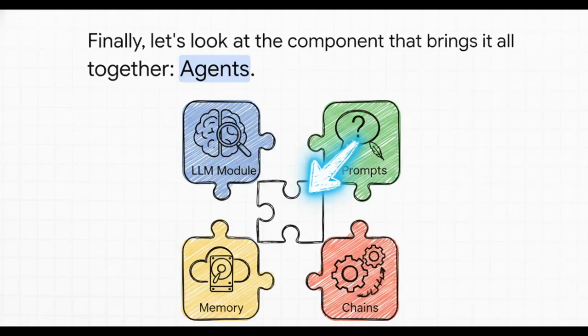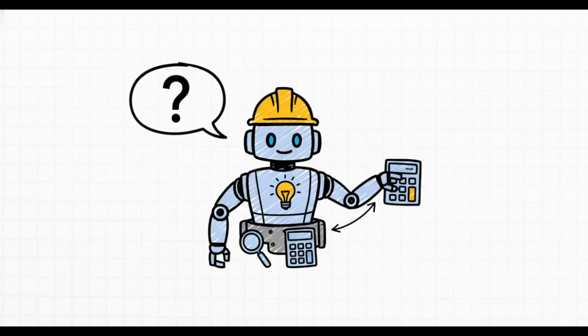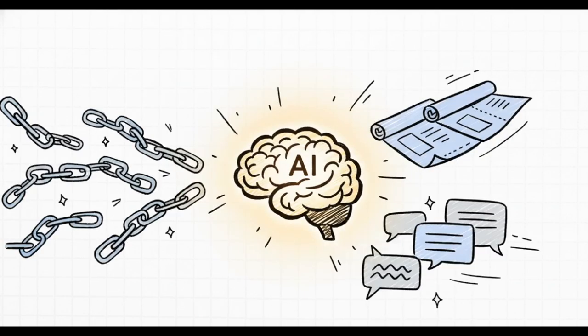And finally, let's talk about the master tool, agents. This is where things get really smart. An agent uses the LLM as a reasoning engine. It decides which actions to take and in what order. So you give the agent a set of tools, and it figures out which one to use for the job. When you combine all these tools, you can build something way beyond just a simple chatbot.